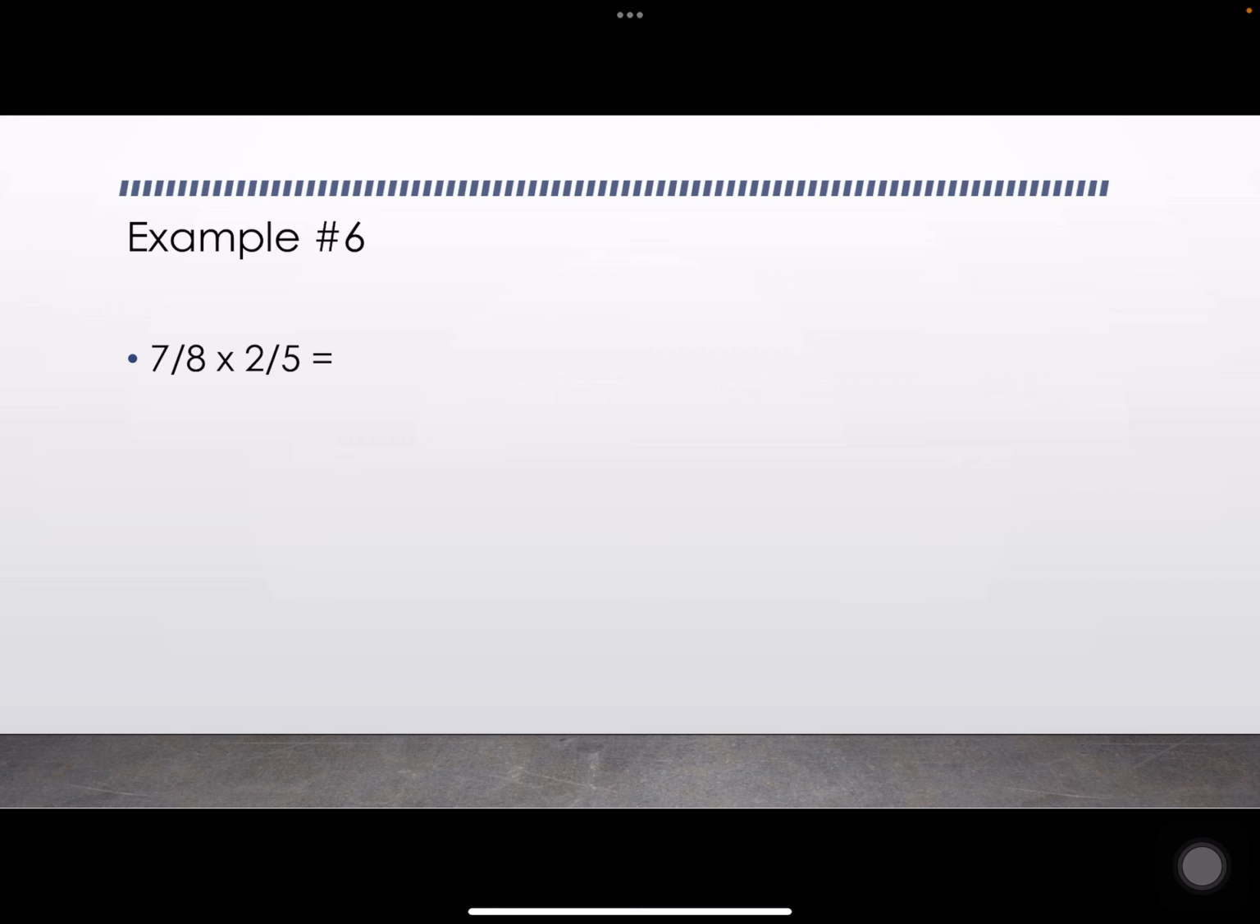Take a moment to pause the video and see if you can multiply these two fractions on your own. We start by lining up these fractions, 7/8 times 2/5. Then you simply multiply across. 7 times 2 is 14, 8 times 5 is 40.